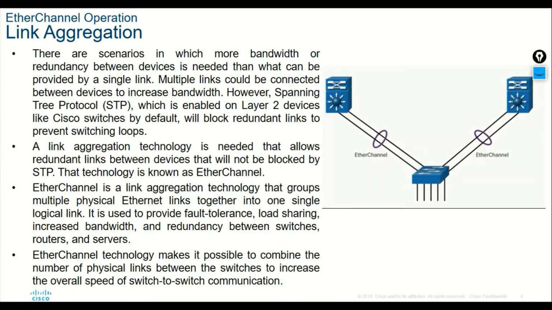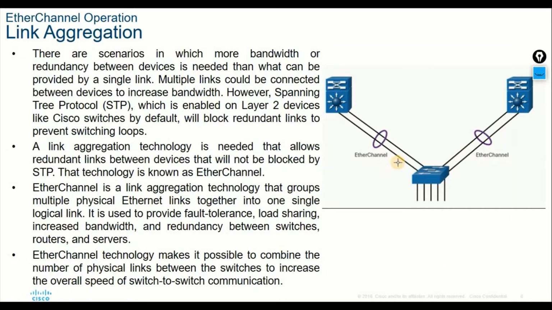Link aggregation is the ability to create one logical link using multiple physical links between the devices. It is a technology that groups multiple physical Ethernet links together into a single logical channel. Link aggregation allows redundant links between the devices that will not be blocked by STP. Link aggregation technology is also known as EtherChannel technology.